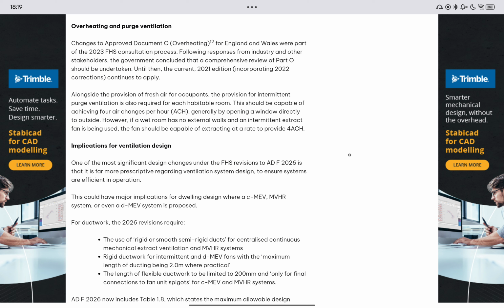Alongside the provision of fresh air for occupants, the provision for intermittent purge ventilation is also required for each habitable room. This should be capable of achieving 4 air changes per hour or ACH, generally by opening a window directly to outside. However, if a wet room has no external walls and an intermittent extract fan is being used, the fan should be capable of extracting air at a rate to provide 4 air changes per hour.